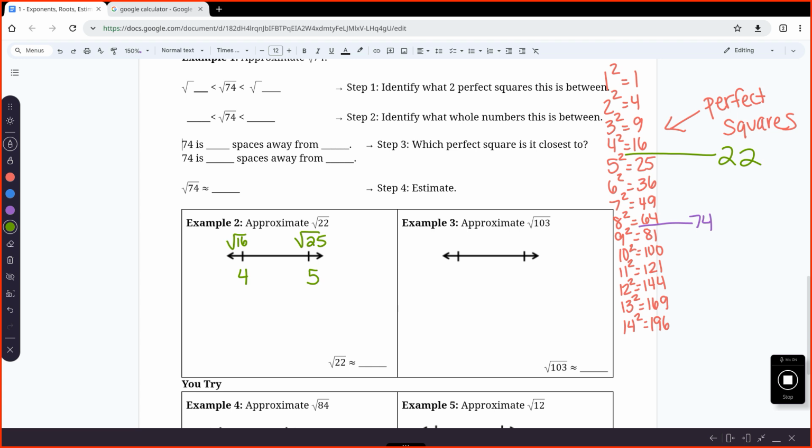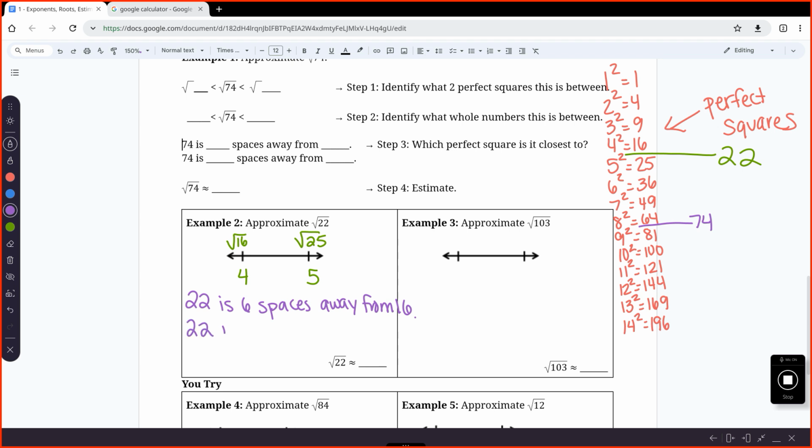All right, and now let's ask ourselves, well, how many spaces away is 22 from 16? Right, so 22 is 6 spaces away from 16.